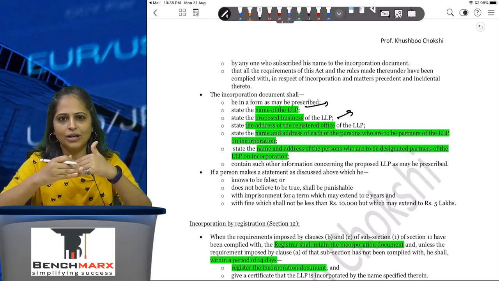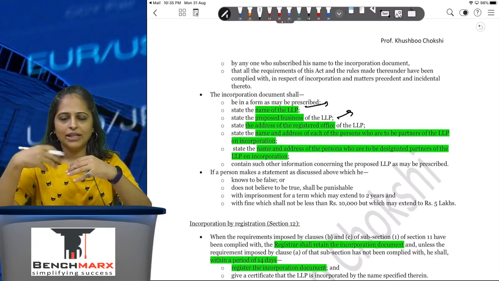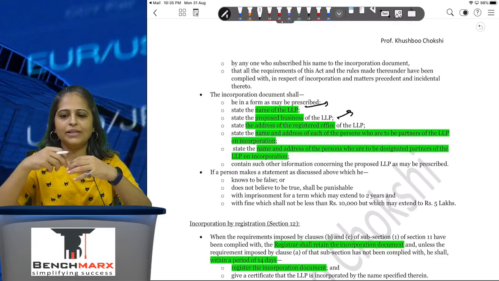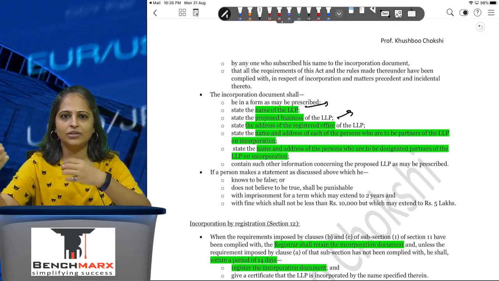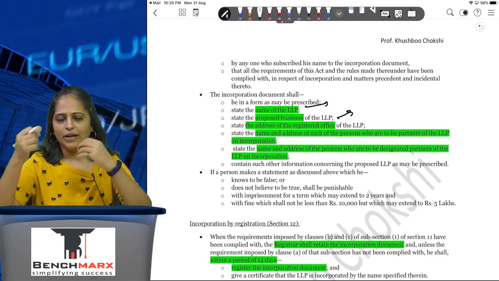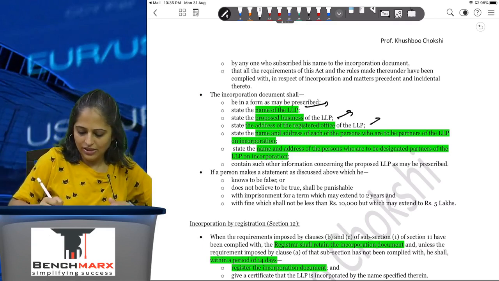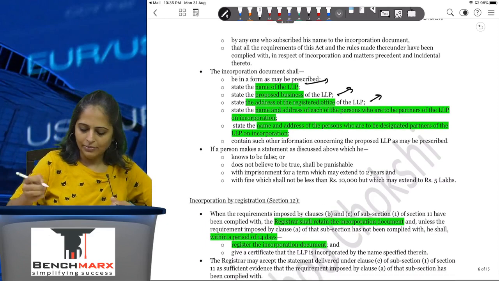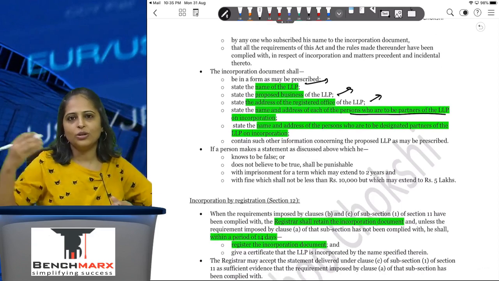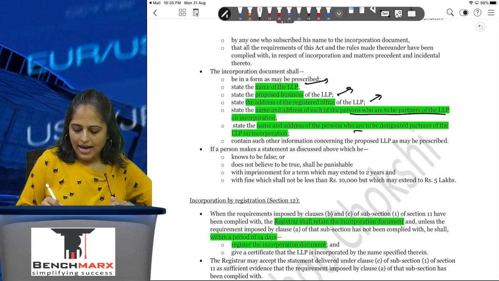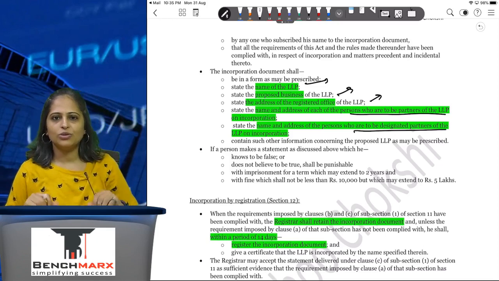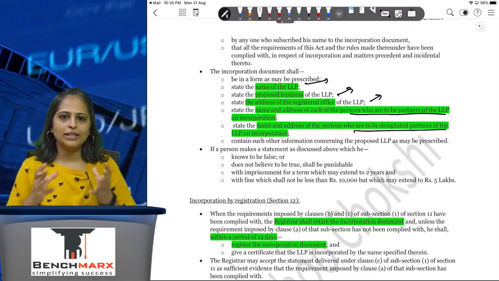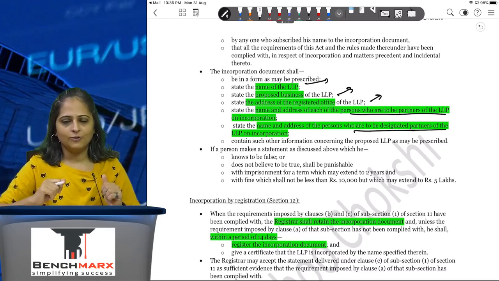Once the name approval comes, you give the LLP agreement and say these are the people who are supposed to be the partners of the organization, with the name and address of each. You give the address of the registered office where you're planning to carry on the business of the LLP, the name and address of each person who is going to be a partner of the LLP, and the name and address of each person who is going to be a designated partner. So you give all the details about the LLP which you are going to incorporate, and you give it to the registrar of LLPs.